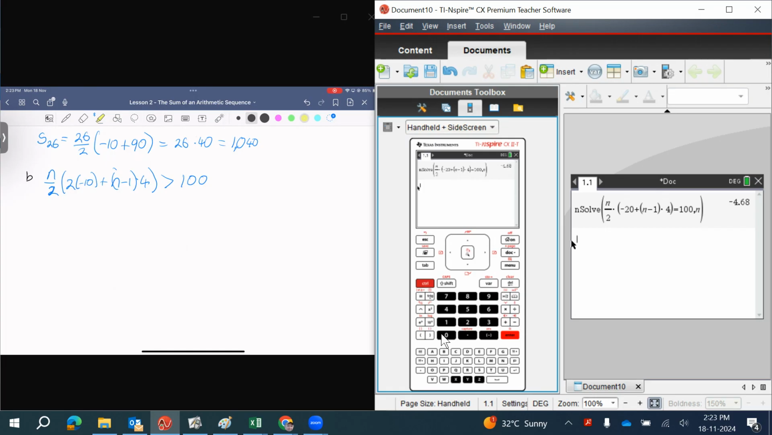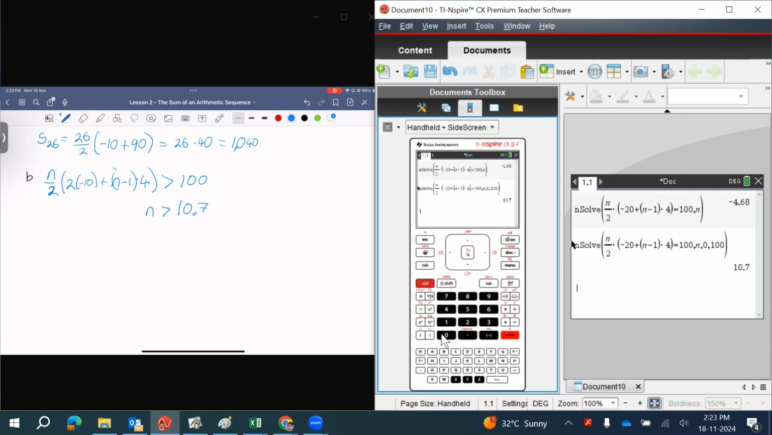So when you try this and you solve for n, we get a negative number. So what can we do to fix this problem? We need this to be a positive number. So we have to put in comma 0, comma 100, obviously there's going to be less than 100 terms. And then we get 10.7. So our first solution for this is that n has to be greater than 10.7.